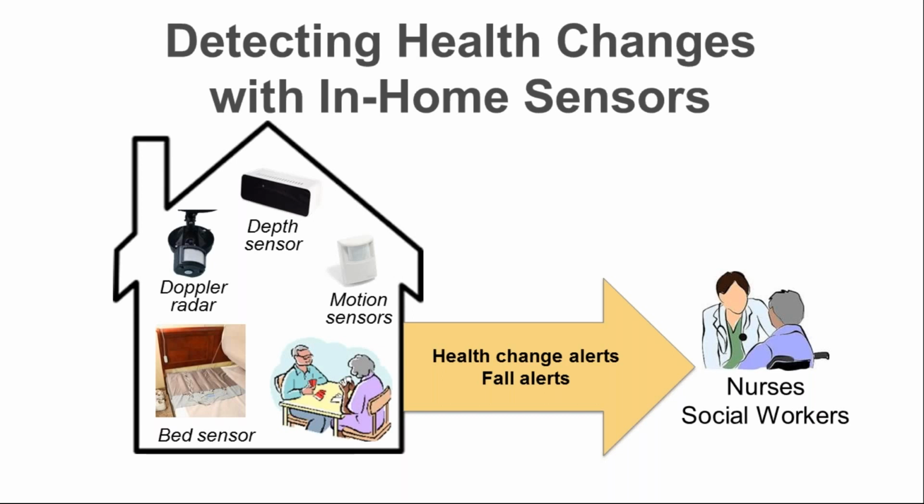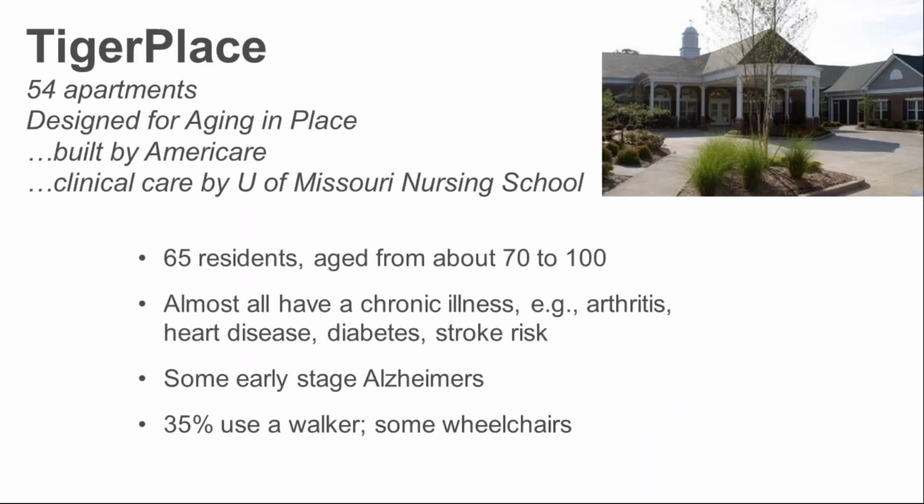We do this with different types of sensors. We've used Doppler radar, depth sensors, motion sensors, and bed sensors, and I'll tell you a little bit about those. All of that is merged into a community environment where residents are living in an assisted living facility. We call our assisted living facilities independent living facilities because people are living independently, but they're in a location where they can receive some assisted services if they need it. The sensors then provide added monitoring that is embedded, and we have an early illness warning alert system built into this that provides alerts as well as fall alerts to nurses and social workers so that they can check on people living in these residences.